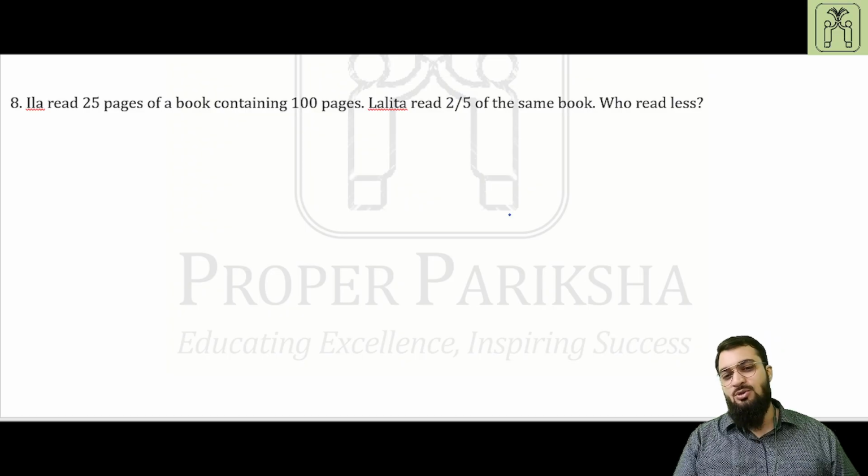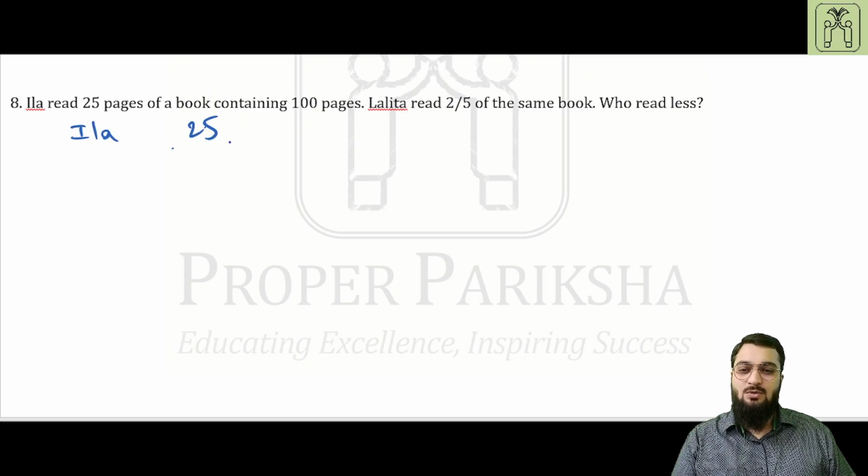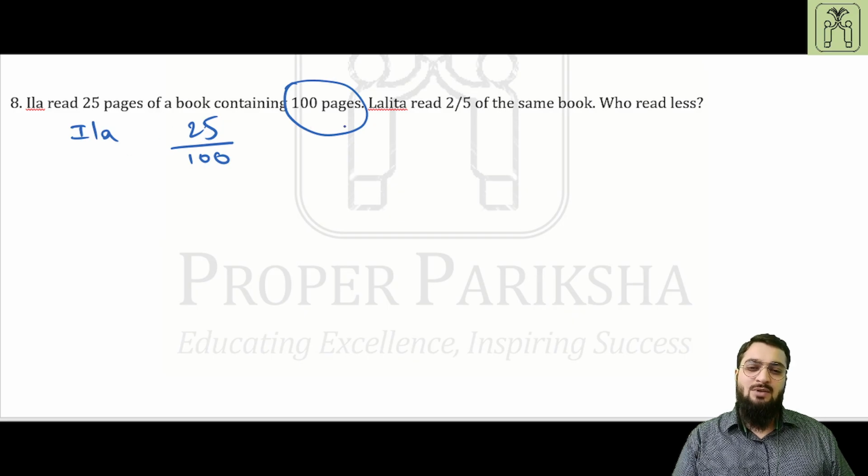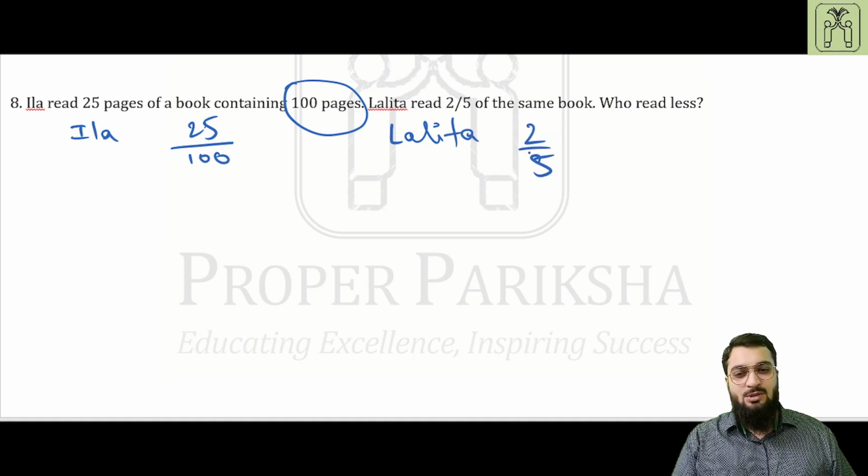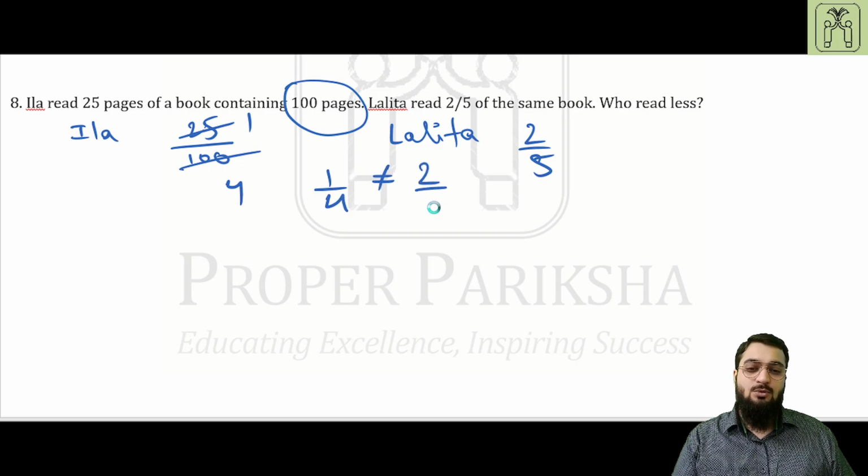Who read less? So you just need to compare both of them. So I will write down Ela, and I will write down 25 pages of a book containing 100 pages. That is, the book is divided into 100 parts. One page is one part, and 25 pages is 25 parts. So Ela has 25 upon 100 and Lalita has 2 upon 5 of the same book. So you just need to make the simplest form and check if they are equivalent or not. So 25 will give 1 and this will be 4, and 1 upon 4 is not equal to 2 upon 5.